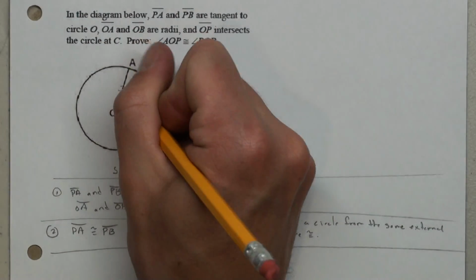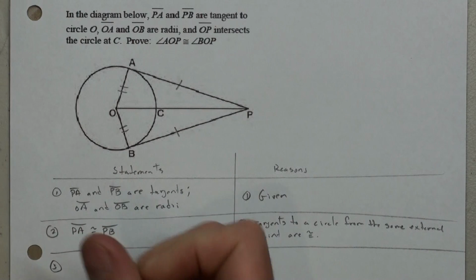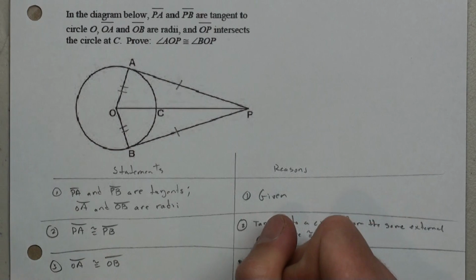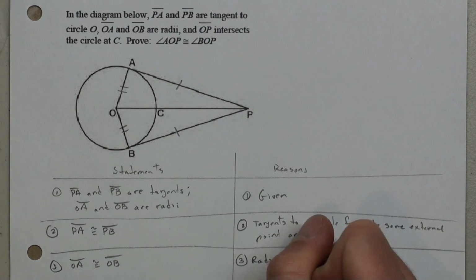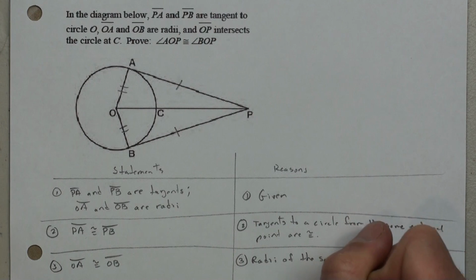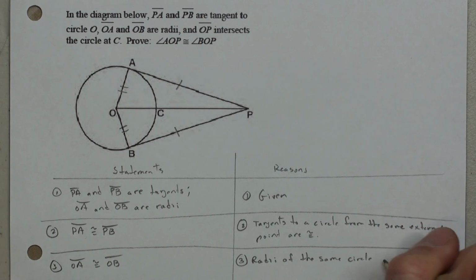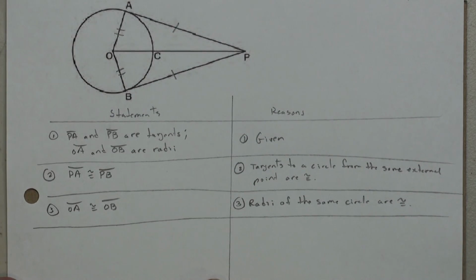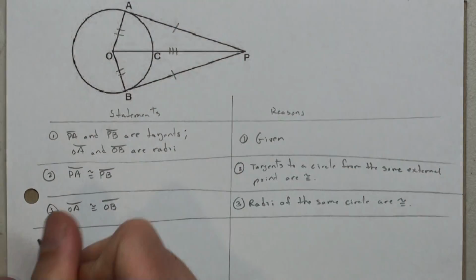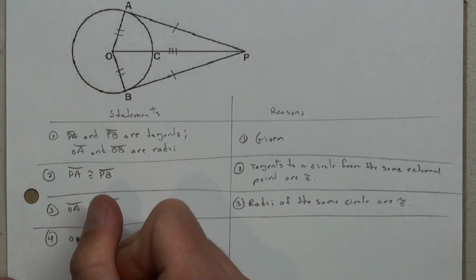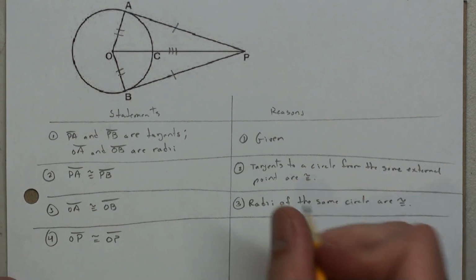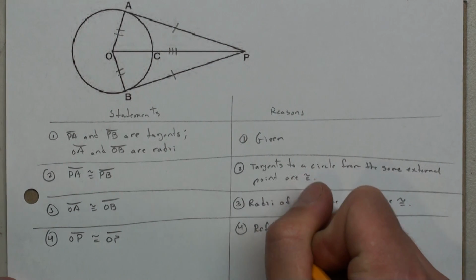And now we can also say that the radii are congruent, right? So OA is congruent to OB because radii of the same circle are congruent. Okay. We can use the reflexive property for this piece. So OP is congruent to OP because of the reflexive property.